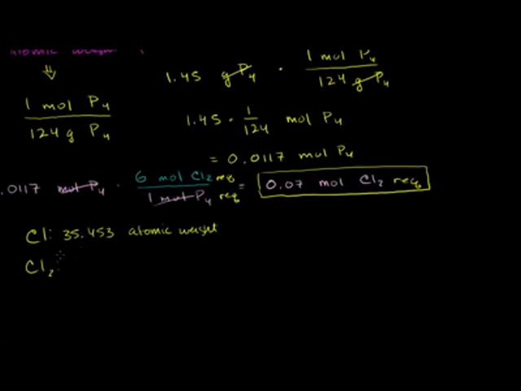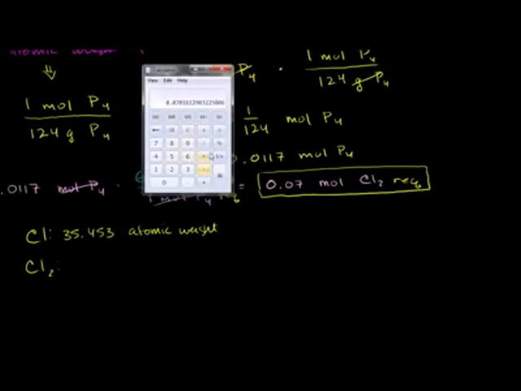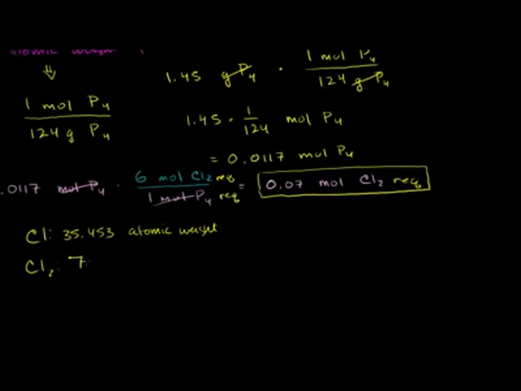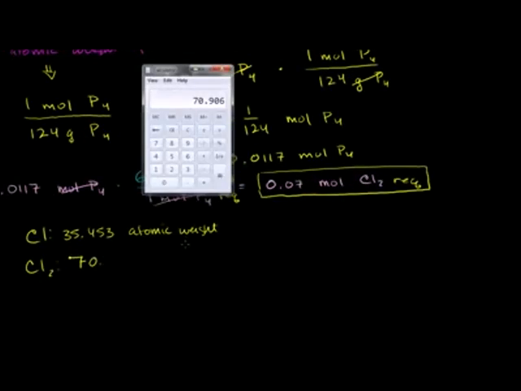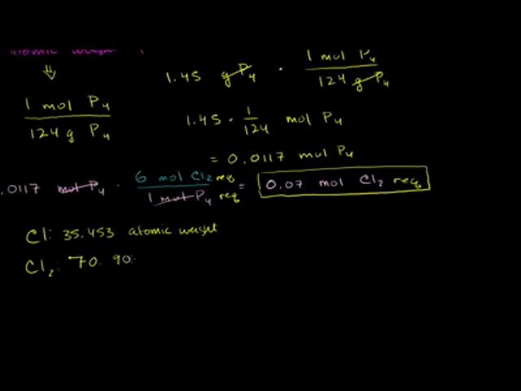So I could do it in my head. It's going to be right about 70.9. I'll just use the calculator. I don't want to make a silly math mistake. 35.453 times 2 is equal to 70.906. I didn't even need the calculator. So it's equal to 70.906 atomic weight.